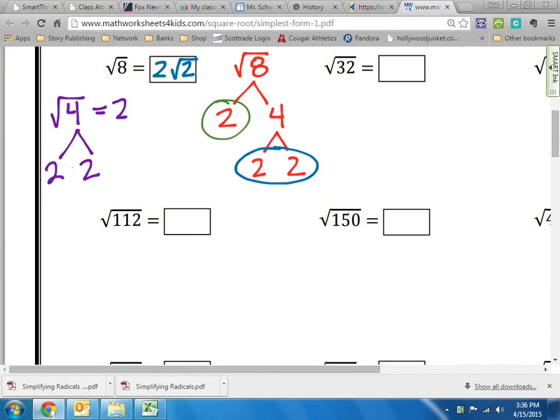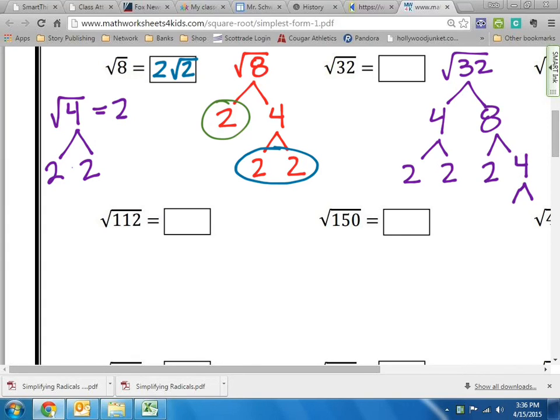Just to make sure we have the idea, let's do the square root of 32 here. I know some students will say 4 and 8, right? 8 times 4 equals 32. Absolutely. And then I can break down 4 into 2 times 2. 8 breaks down to 2 times 4, and then 4 breaks down to 2 times 2 again. So I have a whole bunch of 2's. I need to pull out the pairs.